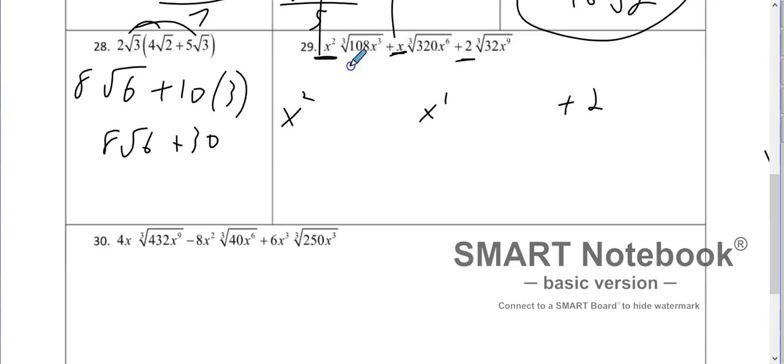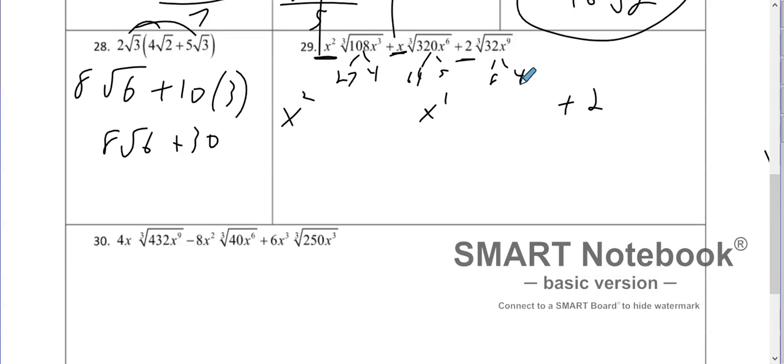Now, 108, we need to break this down into perfect cube numbers that go into 108. This one is 27 and 4. Next one, 320, is 64 and 5. And 32 is 8 and 4. Now, these are all cube roots, remember?